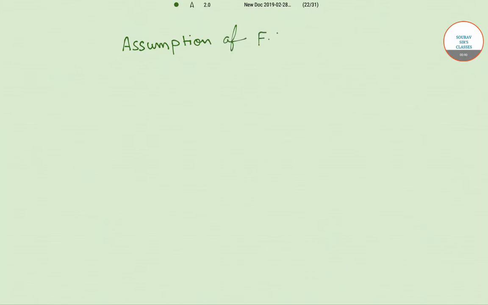So we'll be talking about the assumptions of the factor price equalization theorem. There are mainly three assumptions that we'll be focusing on. The first assumption basically talks about incomplete specialization.